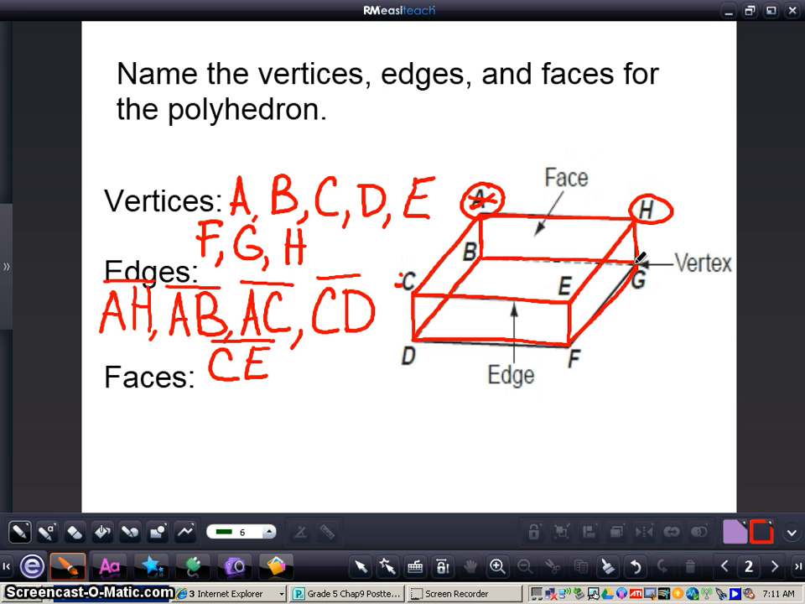So you can see whenever I mark right over top of the edge, that'll signify to myself that I've used it already, and then I can go on and make sure I'm not missing any at all. So that's something that I would recommend you doing when you're trying to find edges within a polyhedron.